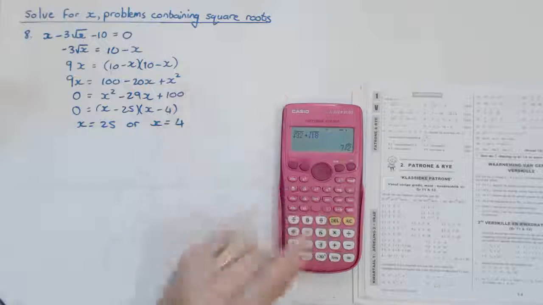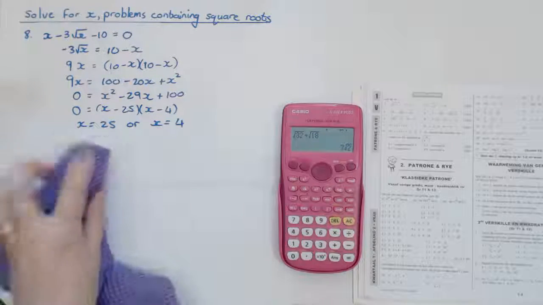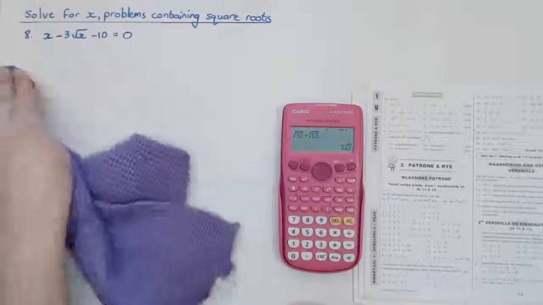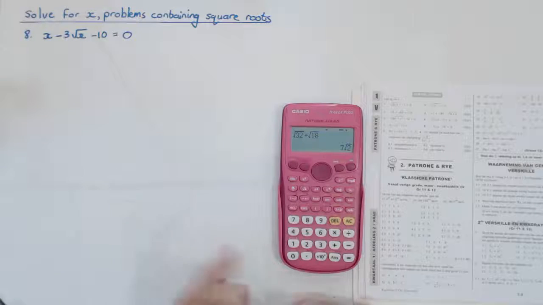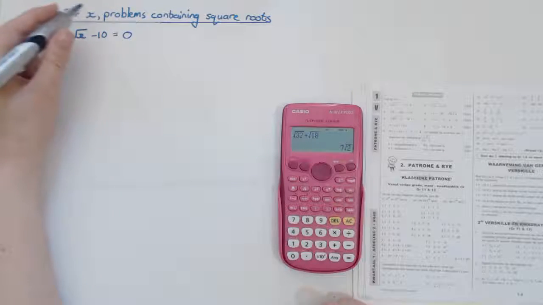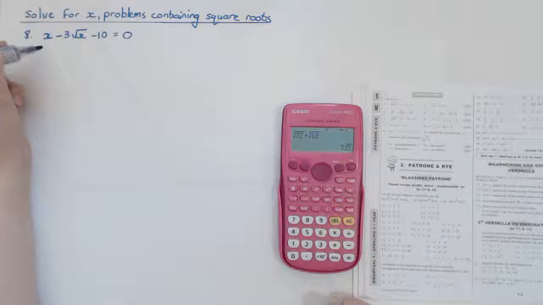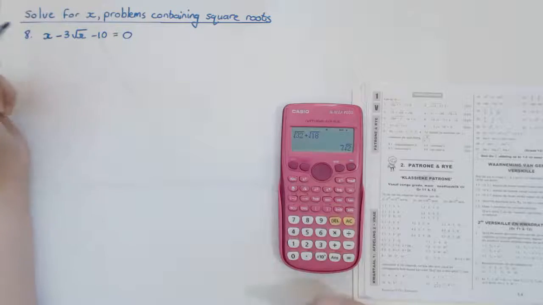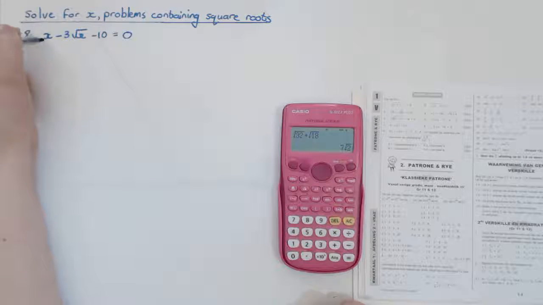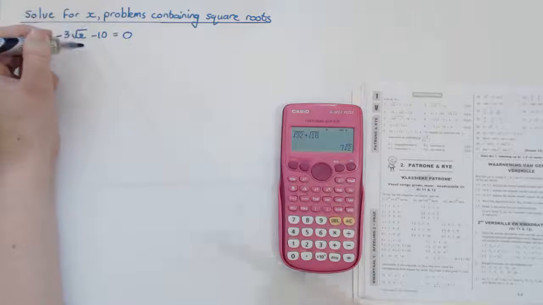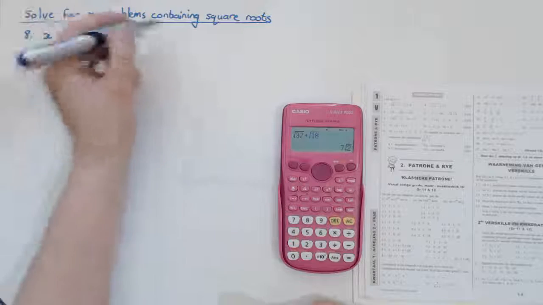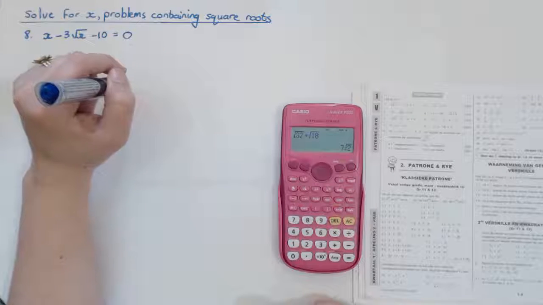Remember I had x is 25 or x is 4. 25 and 4. Have you got that? Can you see that this looks like a quadratic equation, x squared minus 3x minus 10? Apart from the fact that instead of an x squared, I've got an x, the root of that. And instead of an x, I've got a root x, the root of that. So this is like a quadratic equation. Instead of x, I've got root x.